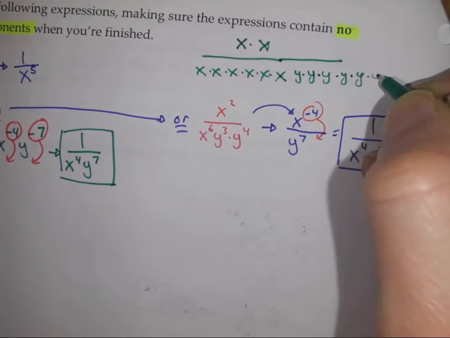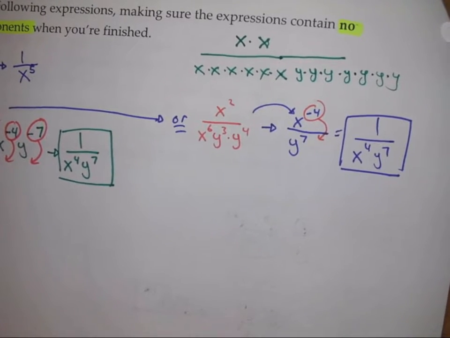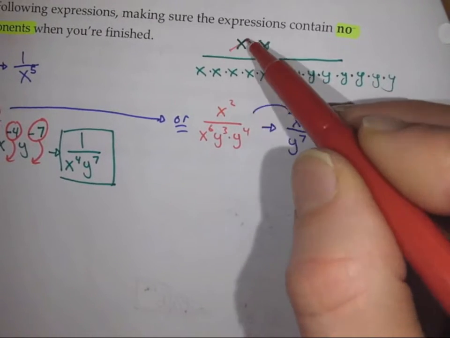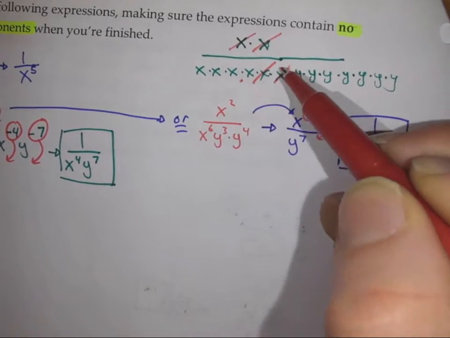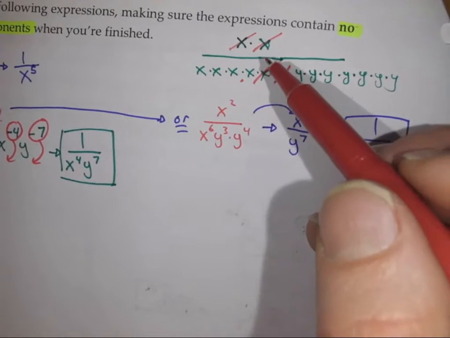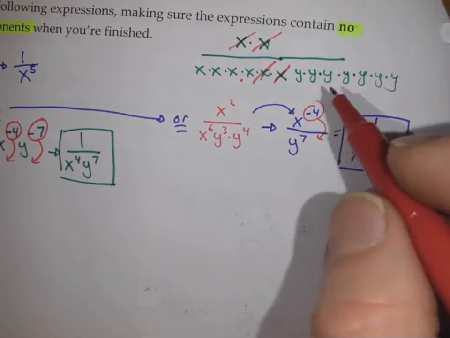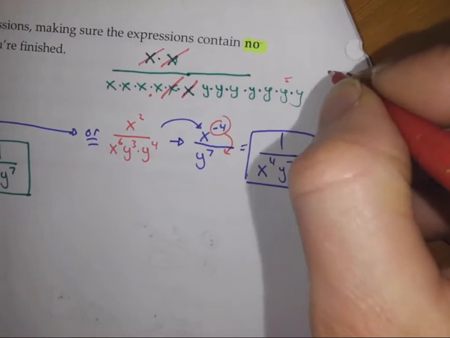And you might notice that you can cross out these squares here and these guys here, and that leaves us with x to the power of 4 on the bottom and y to the power of 7 on the bottom. X to the power of 4, y to the power of 7.